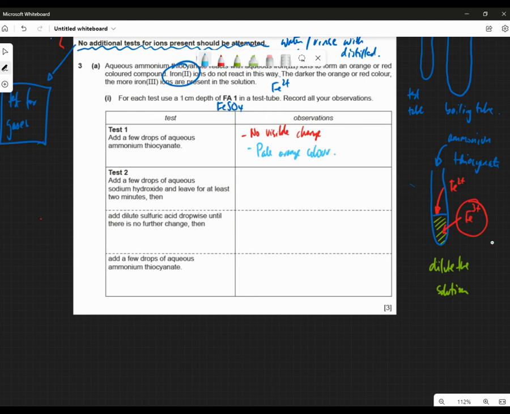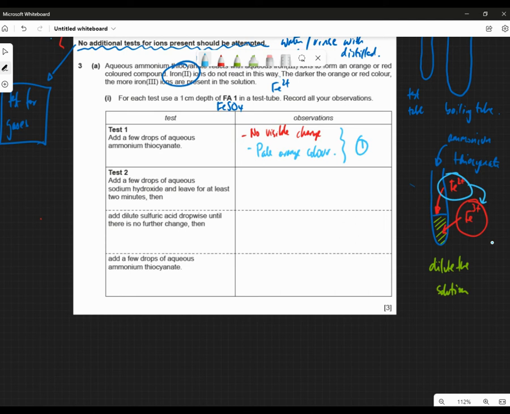Okay, why would you get that? Well, because it's likely that some of the Fe2+ would have been oxidized to Fe3+ by the atmosphere. So you could have said either no visible change or a pale orange colour. Both are worth 1 mark for this.